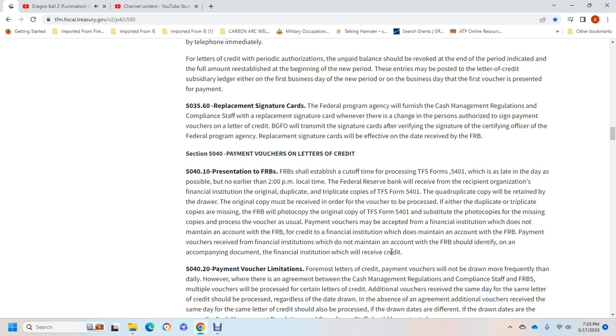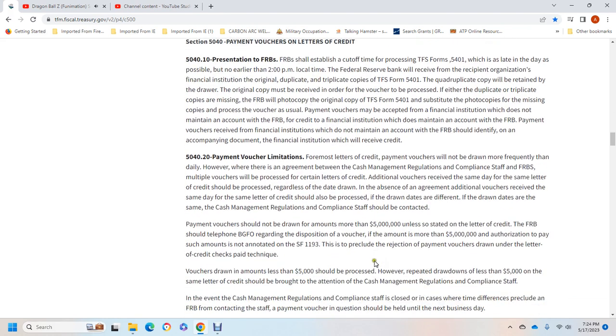If either the duplicate or triplicate copies are missing, the Federal Reserve Bank will photocopy the original form 5401 and substitute the photocopies for the missing copies in processing the voucher. Usually the payment voucher may be accepted. For a financial institution which does not maintain an account with the Federal Reserve Bank, payment of vouchers received should identify on any accompanying document the financial institution which will receive credit.